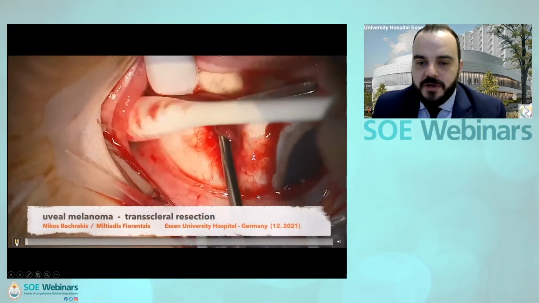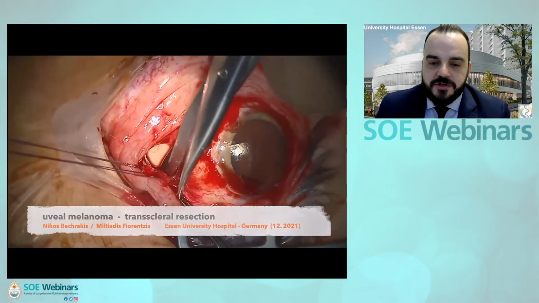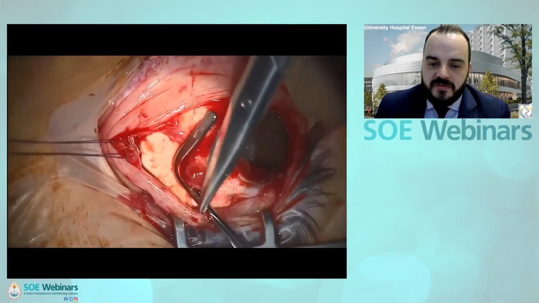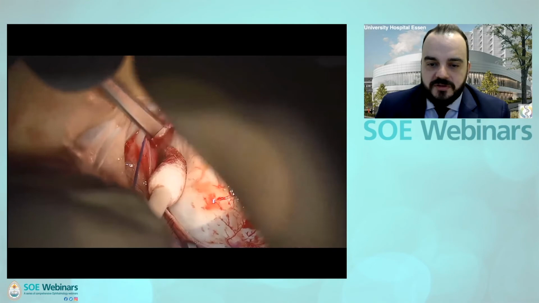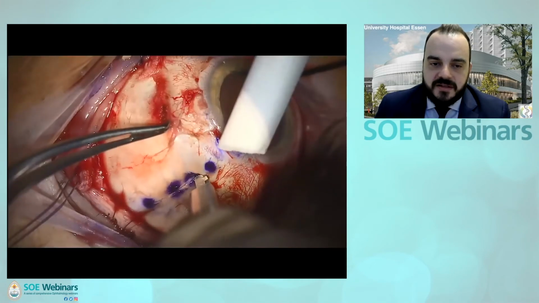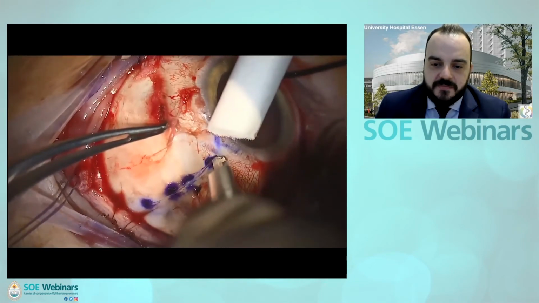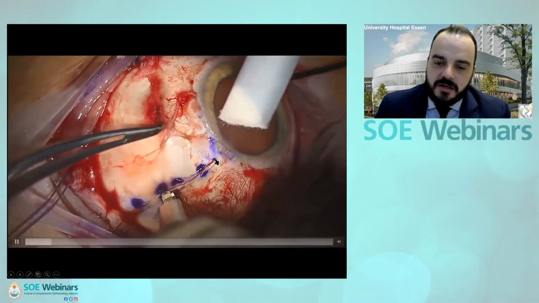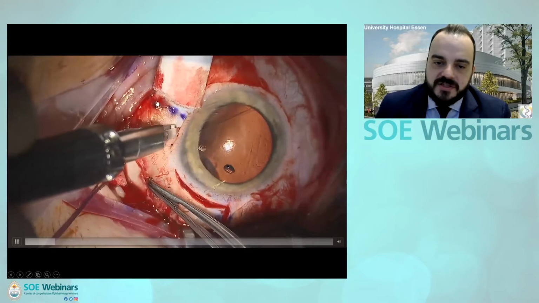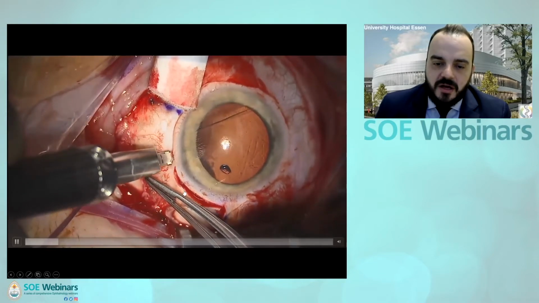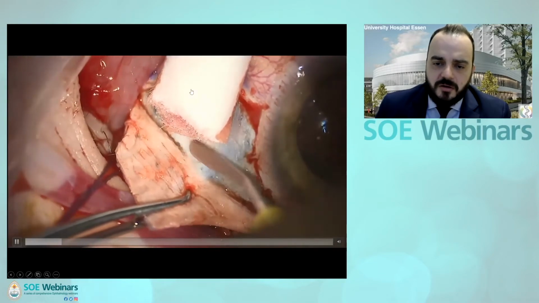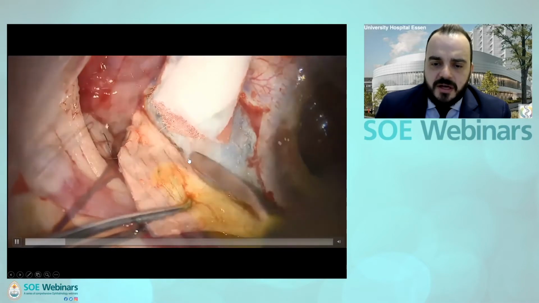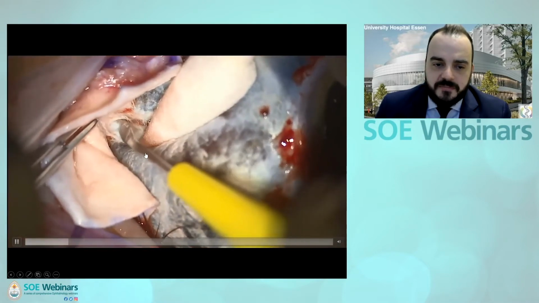Here you can see a patient where we did the surgery in December. If a muscle is over the tumor, we need to remove the muscle, find the vortex veins, cauterize them, mark the tumor with the marker here, and then cut the anterior edges around, then prepare the flap.